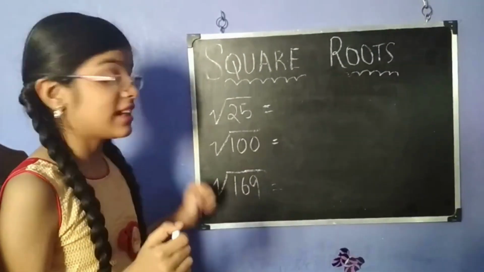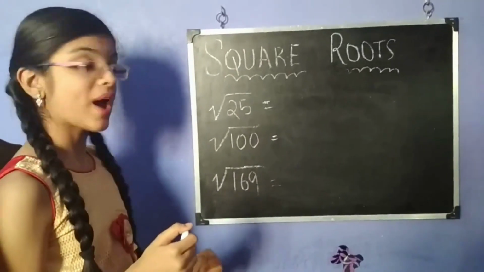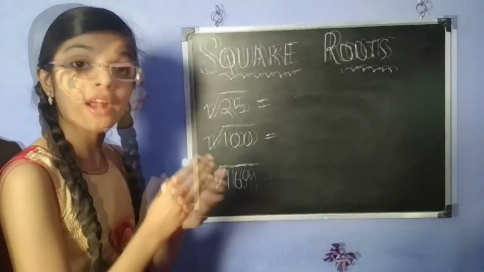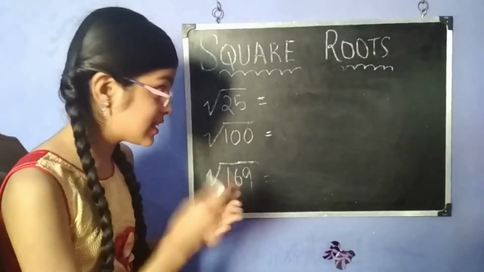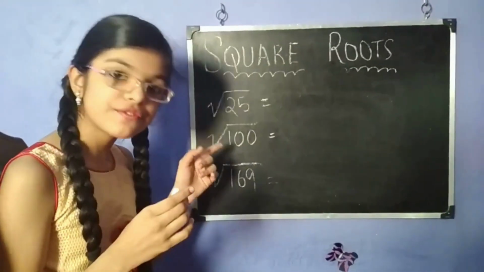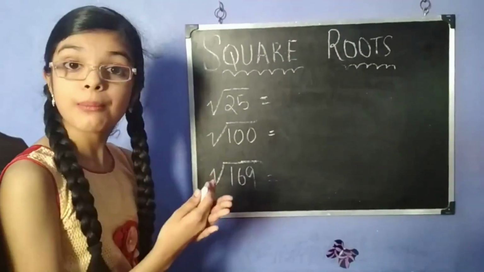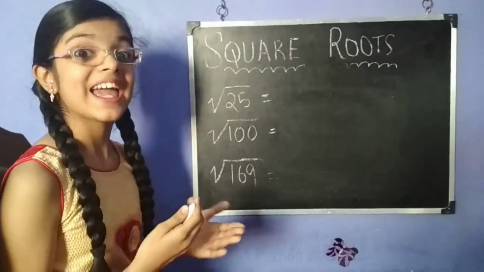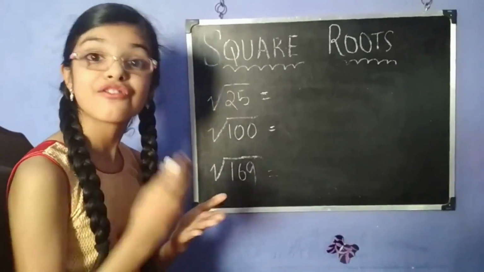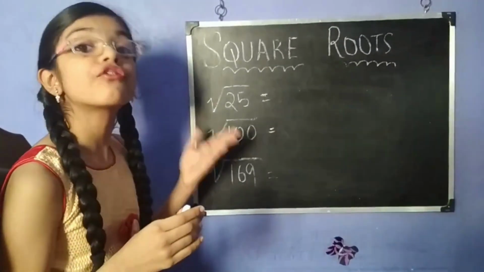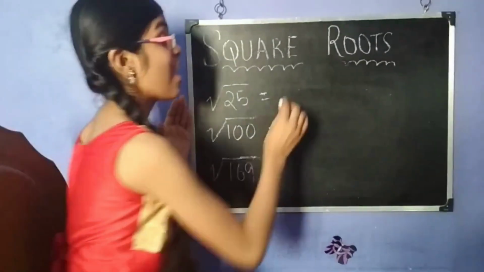Now, we have to find the square root of 25. This question is basically asking us what number multiplied by itself gives 25. We know that number, don't we? What two numbers make up 25? Exactly, 5 times 5 gives us 25. So, the square root of 25 is 5.